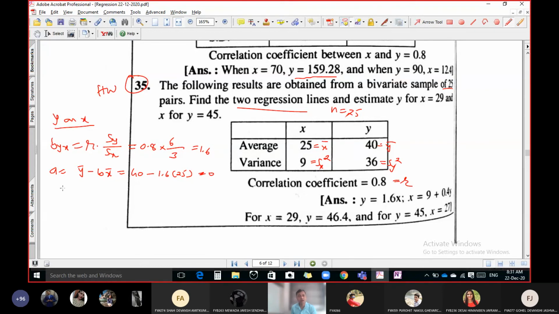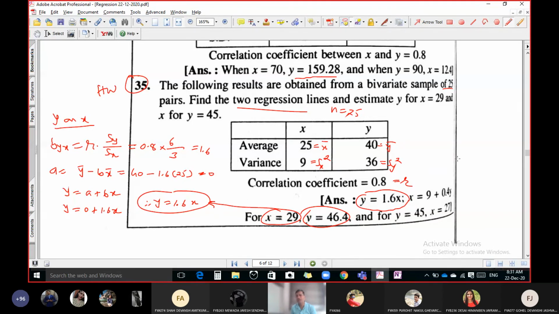So what is the regression line of y on x? y equal to a plus bx. a is 0 and b is 1.6. So our final answer is y equal to 1.6x. See, this is the final answer, y equal to 1.6x. Now put x equal to 29 and calculate the value of y. If you put 29 here, we get y equal to 46.4.